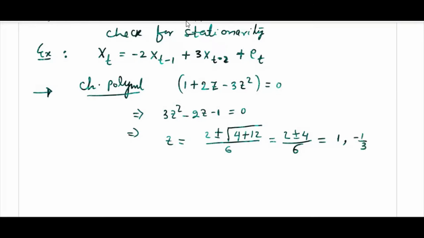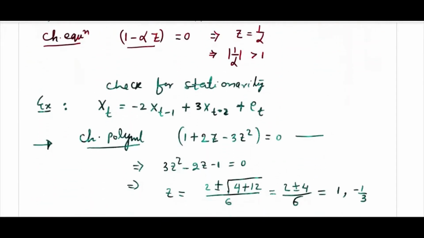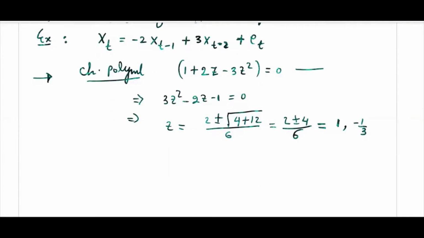So if these are the roots, then this will not be stationary, because both must be greater than 1 in absolute value. One root is 1, and that's a problem anyway. You can put 1 here and check. At least for 1, it will not be stationary. On the boundary, this is not stationary. It should be strictly greater than 1, then only it will be stationary. 1 is the case of integrated processes, we'll go to that later. The other one is minus 1 by 3 or 2, whatever. It doesn't matter. This is not stationary. That is the conclusion: not stationary.